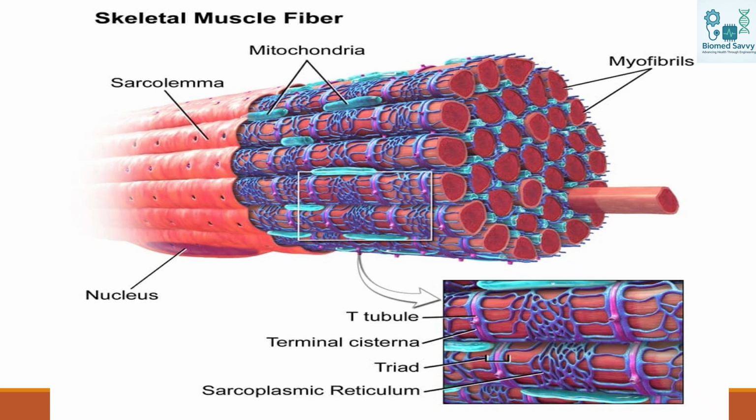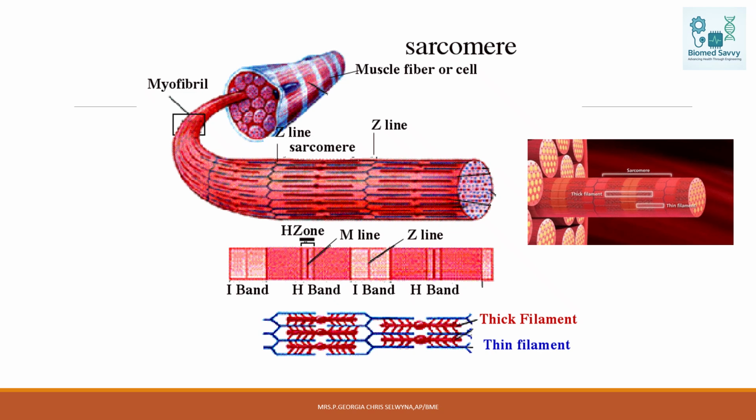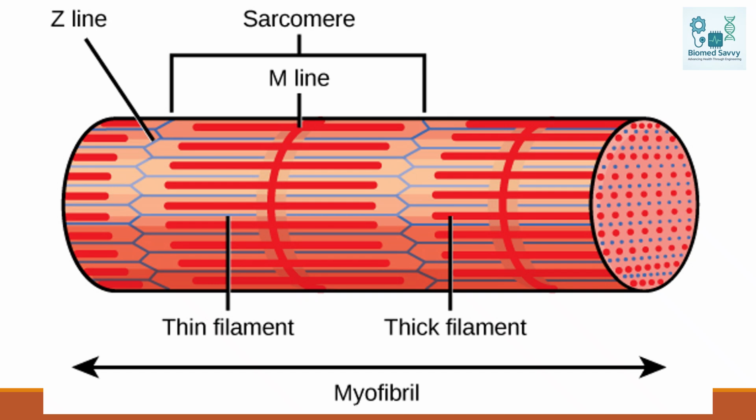This slide shows the muscle fiber with n number of myofibrils having mitochondria, sarcolemma, sarcoplasm, nucleus, T-tubule, and sarcoplasmic reticulum. The basic functional unit of a muscle fiber is the sarcomere, which is bounded by two Z lines. Within the sarcomere, thin actin filaments are anchored to the Z line, while thick myosin filaments are located in the center at the M line.